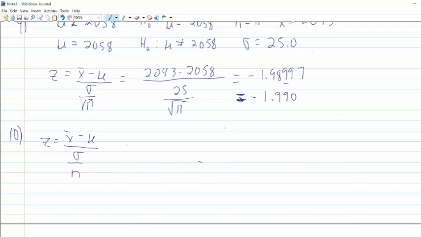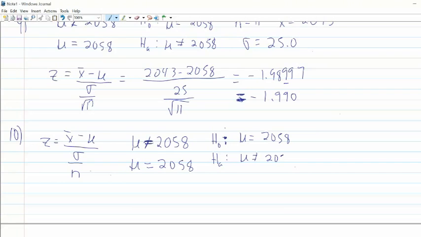In the claim, remember, it's equal to or not equal to because it was too long or too short. It just so happened that the mean was the same as our other problem. The opposite of the claim is 2058. So that means the null hypothesis is mu equals 2058. The alternate hypothesis is mu is not equal to 2058.